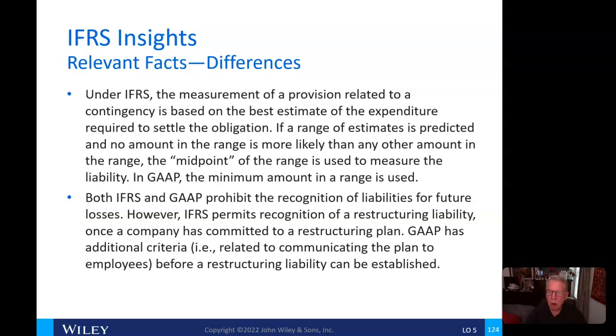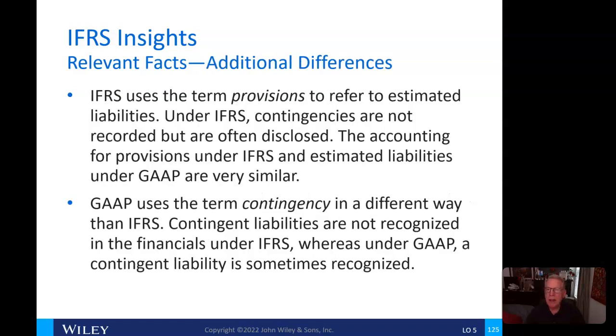However, IFRS permits recognition of a restructuring liability once a company has committed to a restructuring plan. GAAP has additional criteria. An example would be related to communicating the plan to employees before a restructuring liability can be established. And then there are some additional differences here.